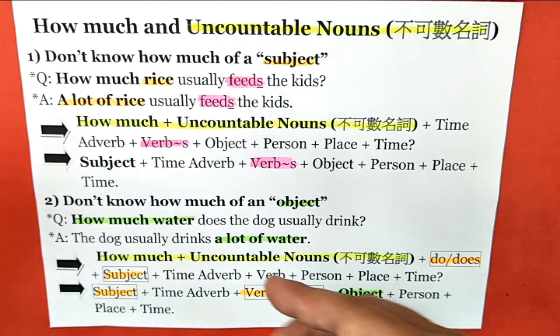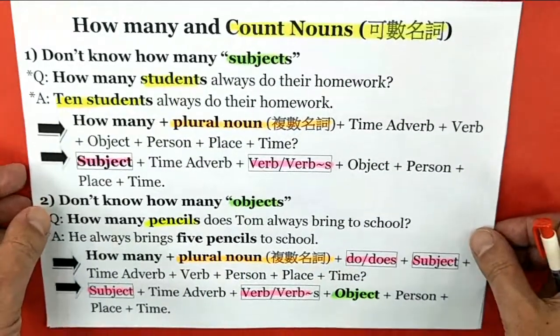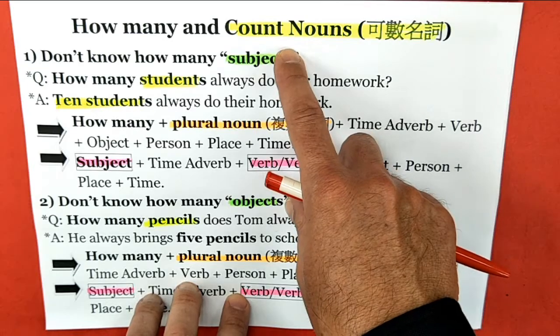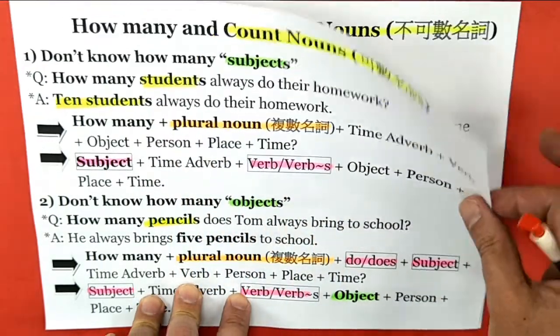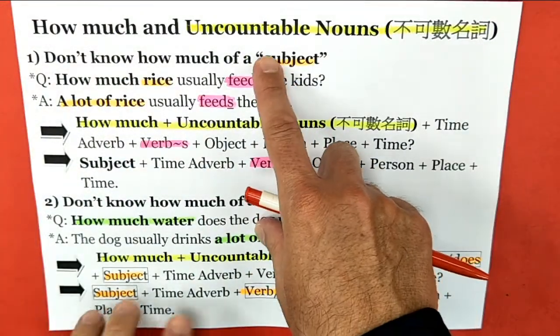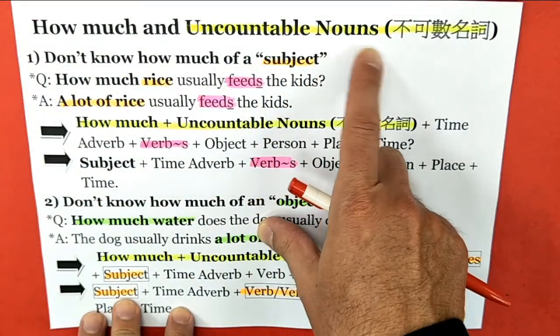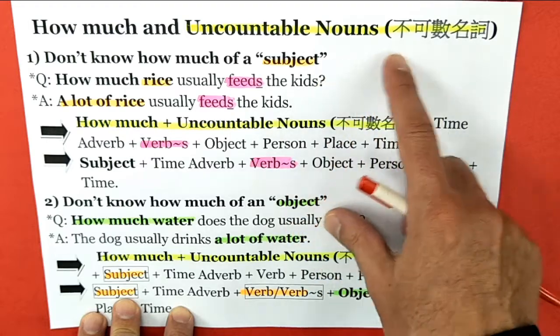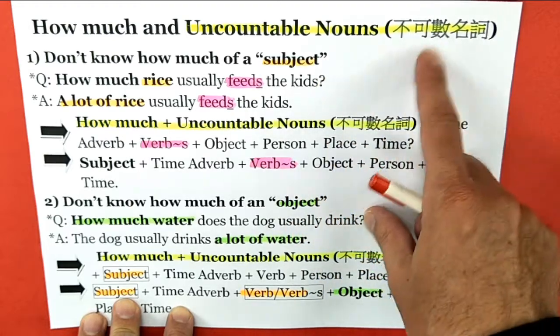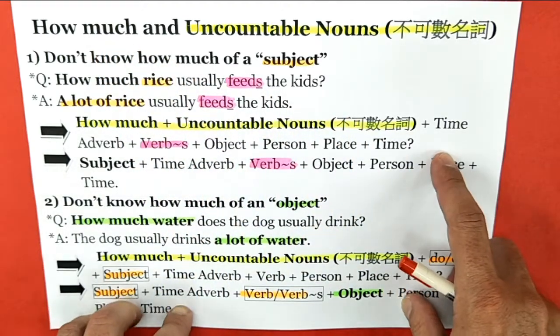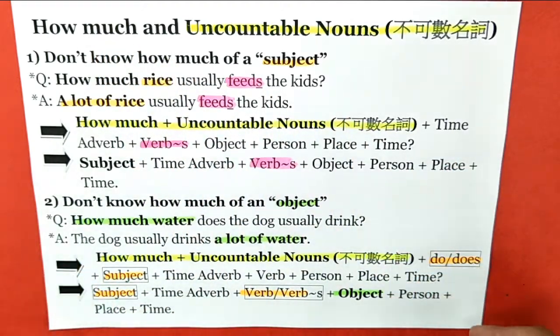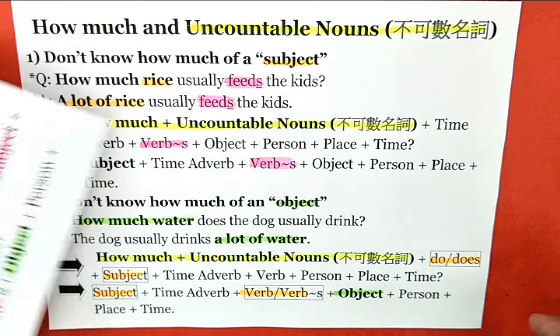So, again, two kinds of nouns. Count noun. You can count them. Use how many? Uncountable nouns. You cannot count them. There's no plural. There's no s at the end of the noun. No s. We use how much. In Chinese, it's the same. Okay? But in English, two different kinds of nouns.